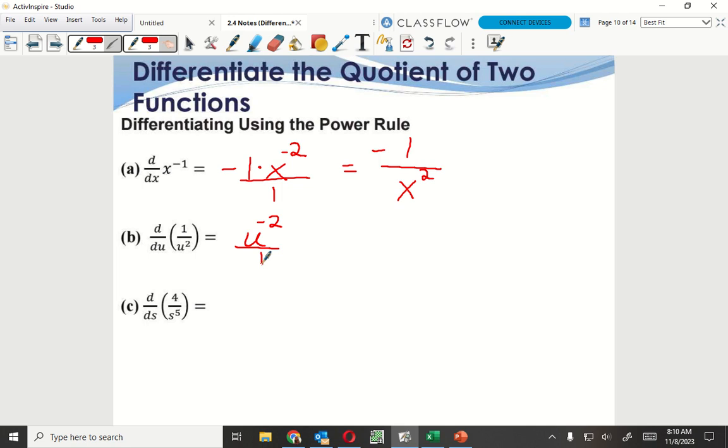What am I going to do to that? The power goes to the front, so it's going to be times the 1 that's out here, right? So I'm going to be left with negative 2u. Very good. To the negative 3.